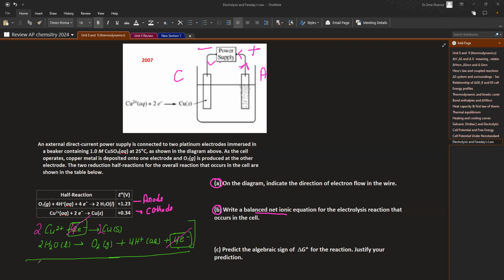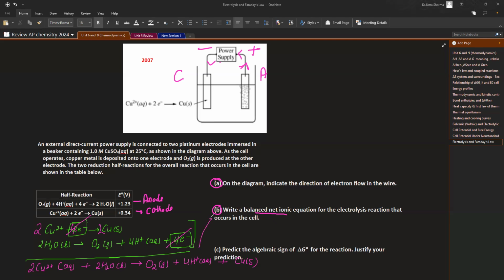Cancelled. Now whatever is left, Cu2+ aqueous. Ions are in aqueous, in water. And H2O liquid, giving you O2 gas plus 4H+ aqueous plus Cu solid. Is it okay? That's the answer of the B part.